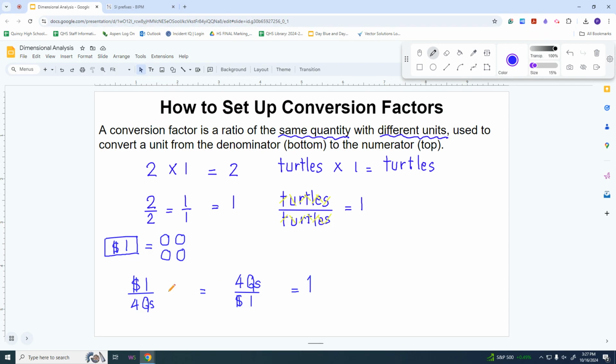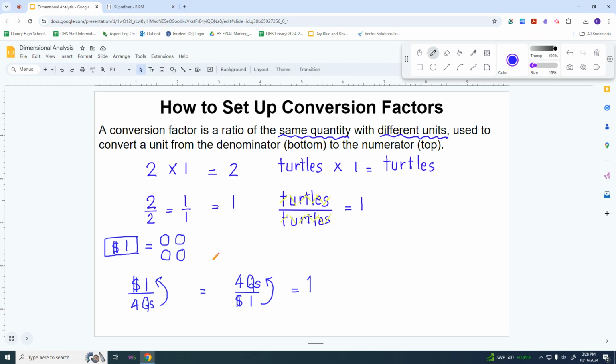Now, what is the difference between these two ratios? $1 over 4 quarters: if you use this ratio, the final unit that you want, follow the arrow, is the unit on the top, dollar. If you use 4 quarters over $1, the final unit that you want is on the top. Follow the arrow. So the unit that you will get eventually is going to be quarters, not 4 quarters, just quarters.